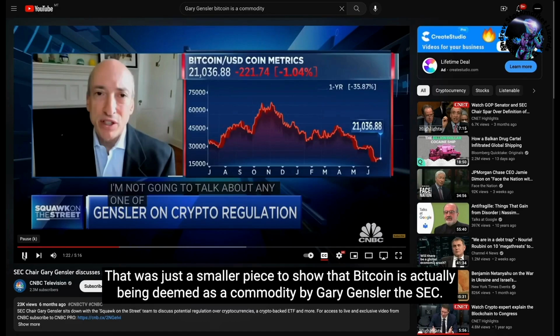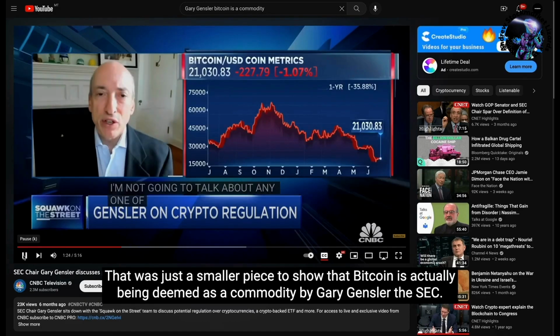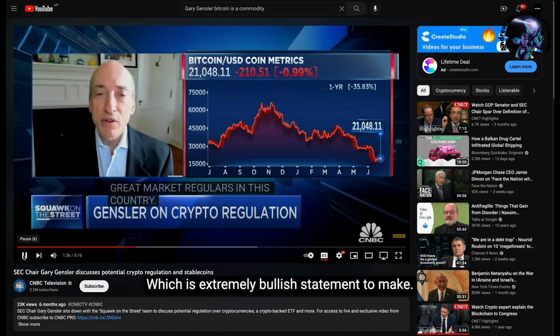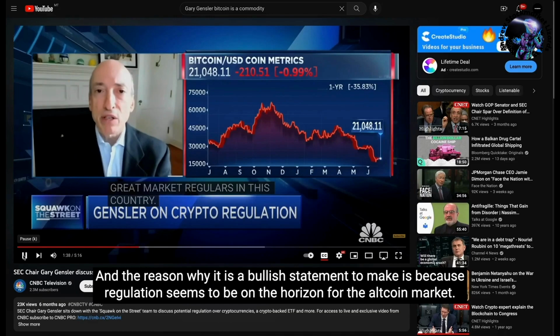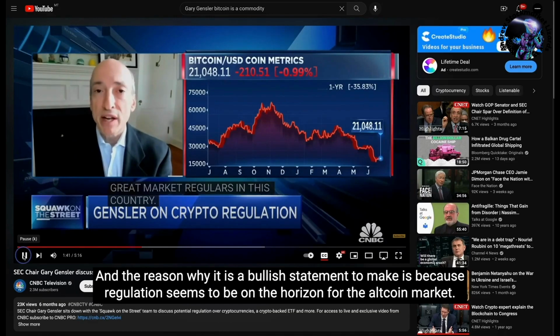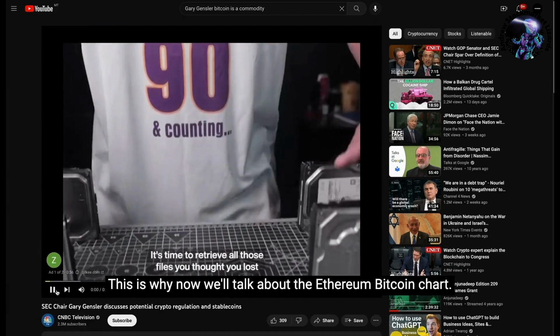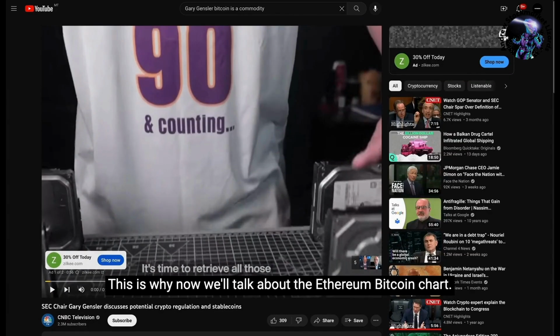That was just a small piece to show that Bitcoin is actually being deemed as a commodity by Gary Gensler, the SEC and the CFTC, which is an extremely bullish statement to make. And the reason why it is a bullish statement to make is because regulation seems to be on the horizon for the altcoin market. So this is why now we will talk about the Ethereum Bitcoin chart.